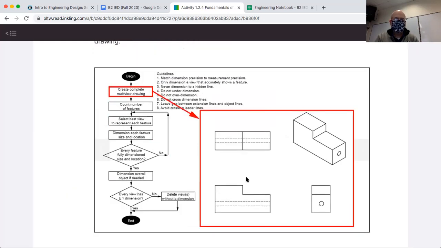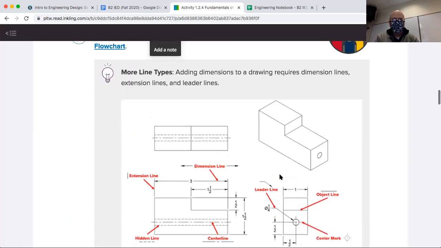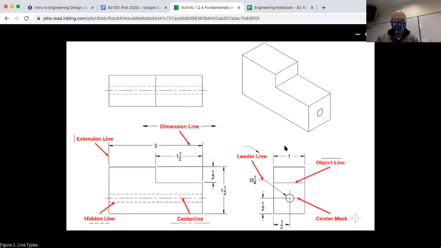And this is that flow chart that I was looking at. Look at it. Don't take notes on it. The rules. I got to tell you the rules of dimensioning. That's what I taught them just now with actual teaching. So there are rules about dimensioning.